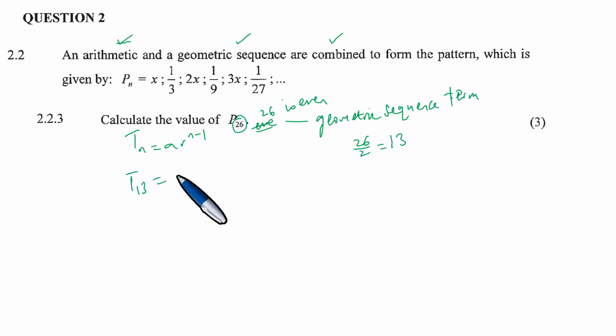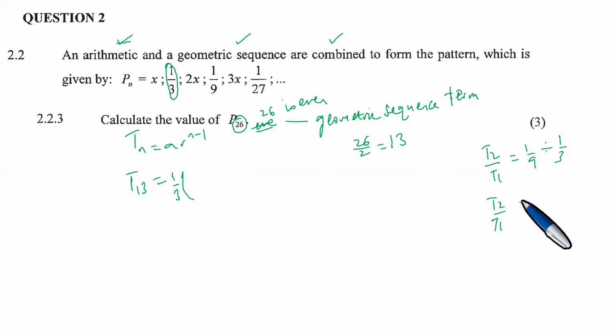At position 13, it's going to be the first term of the geometric sequence, which is 1/3. The common ratio is T2 of the geometric divided by T1, which is 1/9 divided by 1/3, so 1/9 times 3/1, 3/9, which is 1/3. So it's 13 minus 1.